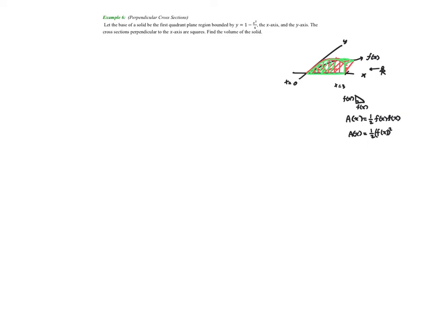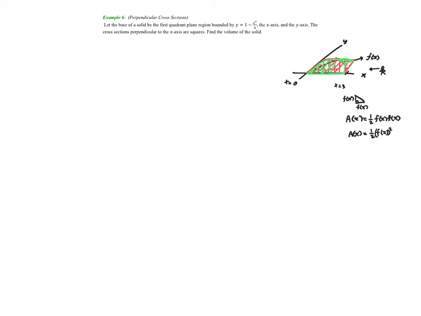Now the perpendicular cross section can be any shape that we're told it should be. So for example, in this example 6 here, we only have one example in these notes. I'll maybe create a video for a couple of homework problems that look at complex perpendicular cross sections. This one's pretty basic, so let's take a look. Let the base of a solid be the first quadrant plane region bounded by y equals 1 minus x squared over 4, the x-axis and the y-axis.